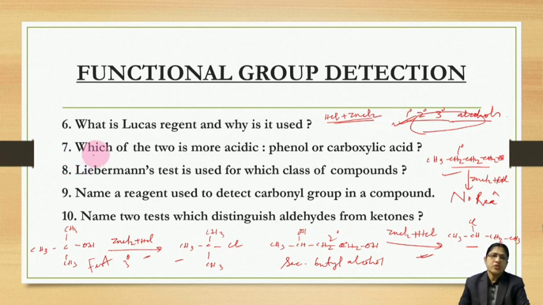Then question number 7, which is more acidic, phenol or carboxylic acid? If you compare, any compound containing a carboxylic acid group is always more acidic, right? So carboxylic acid is more acidic than phenol.